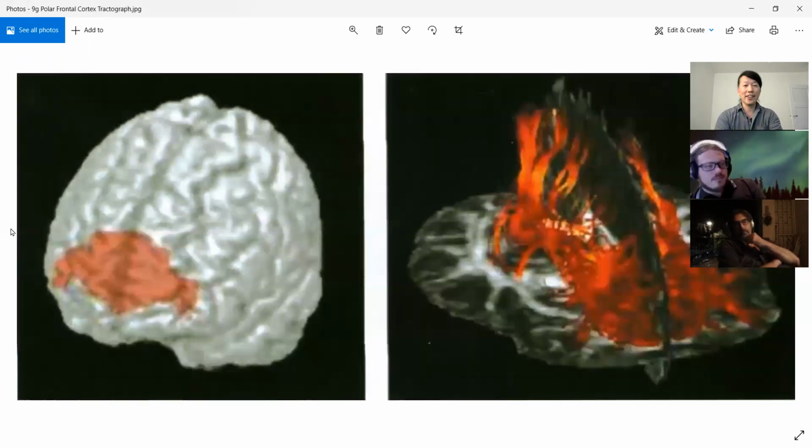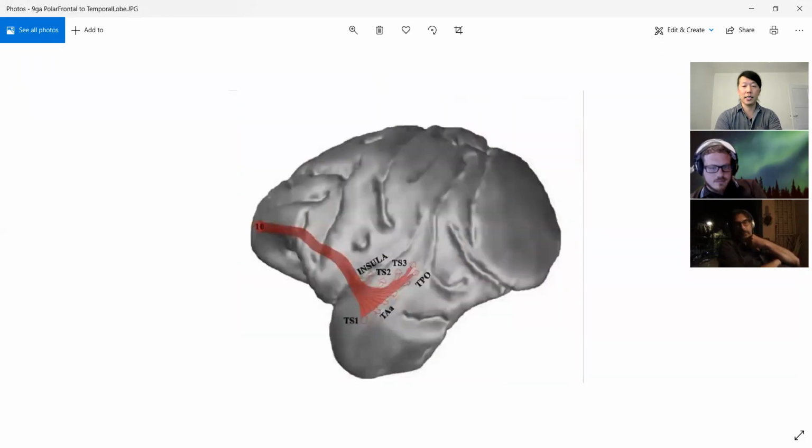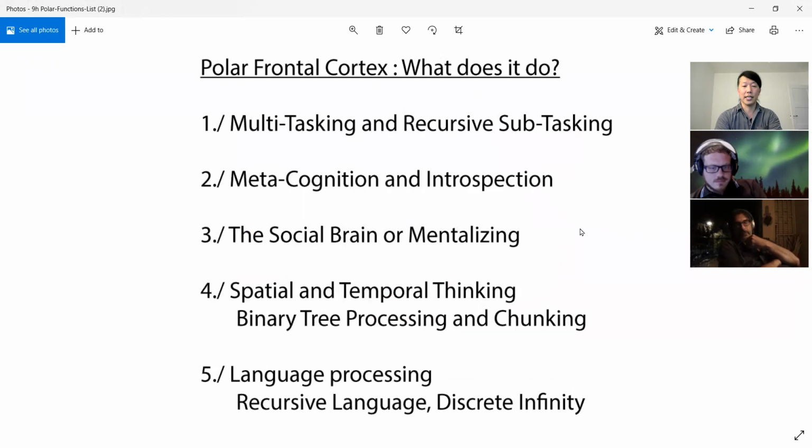Okay, but what is it actually doing then? I mean, you've described a bit of neuroanatomy, its connections, and some of its special properties. What is it doing? It's doing a whole bunch of things. Firstly, what is really universally agreed, and what most neuroscientists will say, is that it's doing multitasking and recursive subtasking.